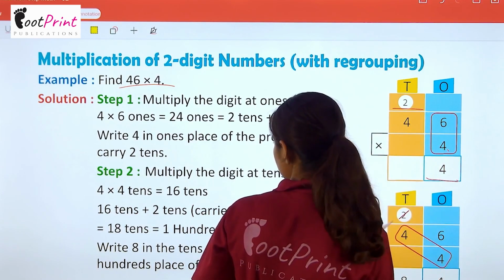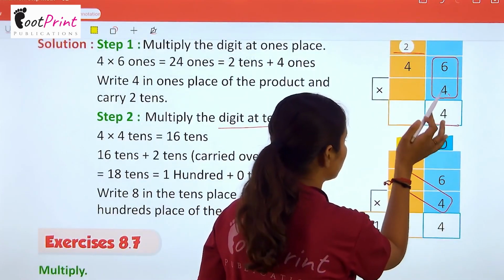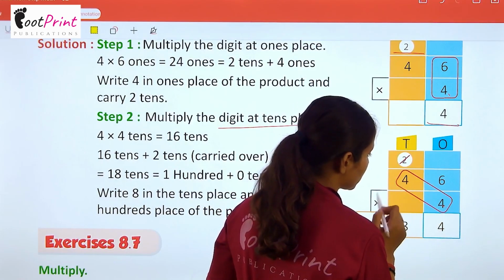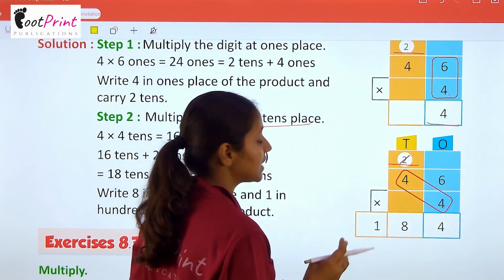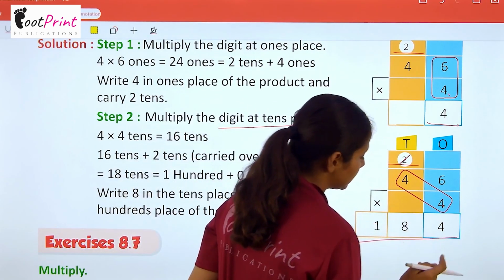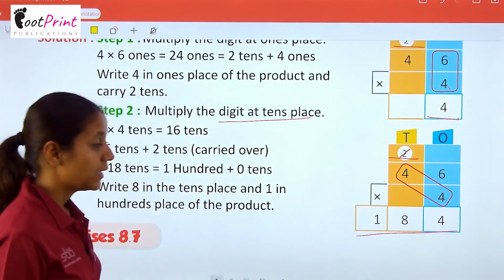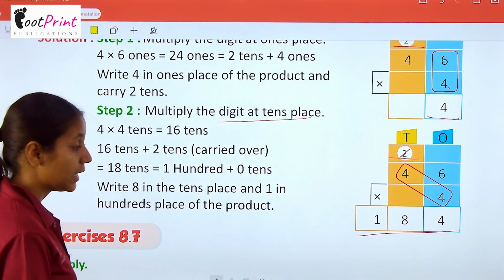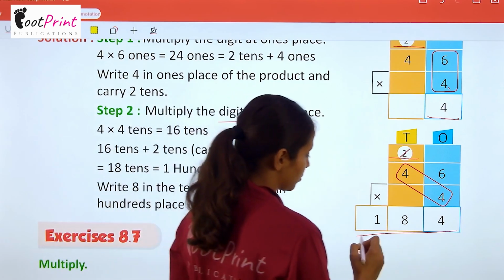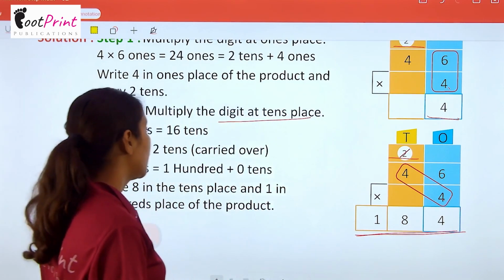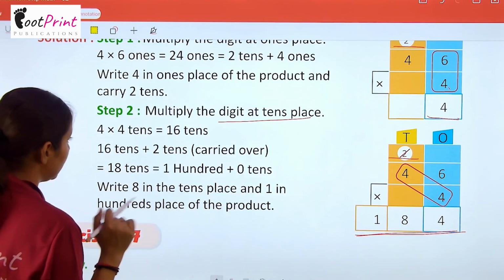Now step 2 says multiply the digit at the tens place. So 4 4s are 16. 16 plus 2 is 18. So we will write here 18. Okay. 18 tens, that is 180. So it can also be written as 184. So the answer is 184.